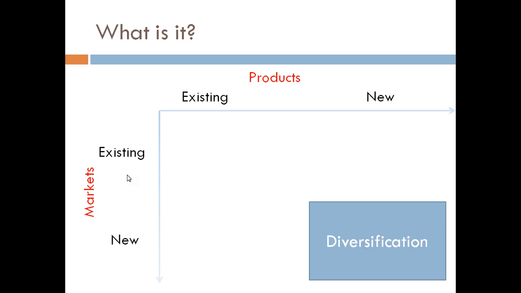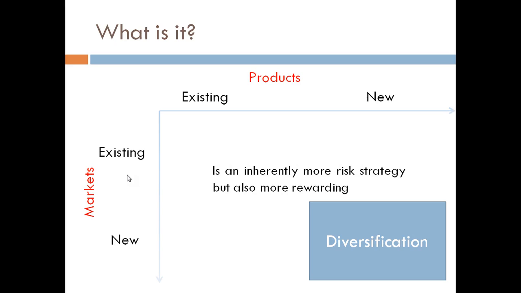The last of the four options is diversification. In this situation, an organization introduces a new product into a new market. And it can be related products or markets, or unrelated products that are totally unconnected with the existing products. And let me say that it is an inherently more risky strategy. But as we know in finance, the higher the risk, the more the return. And so, it can also be more rewarding.